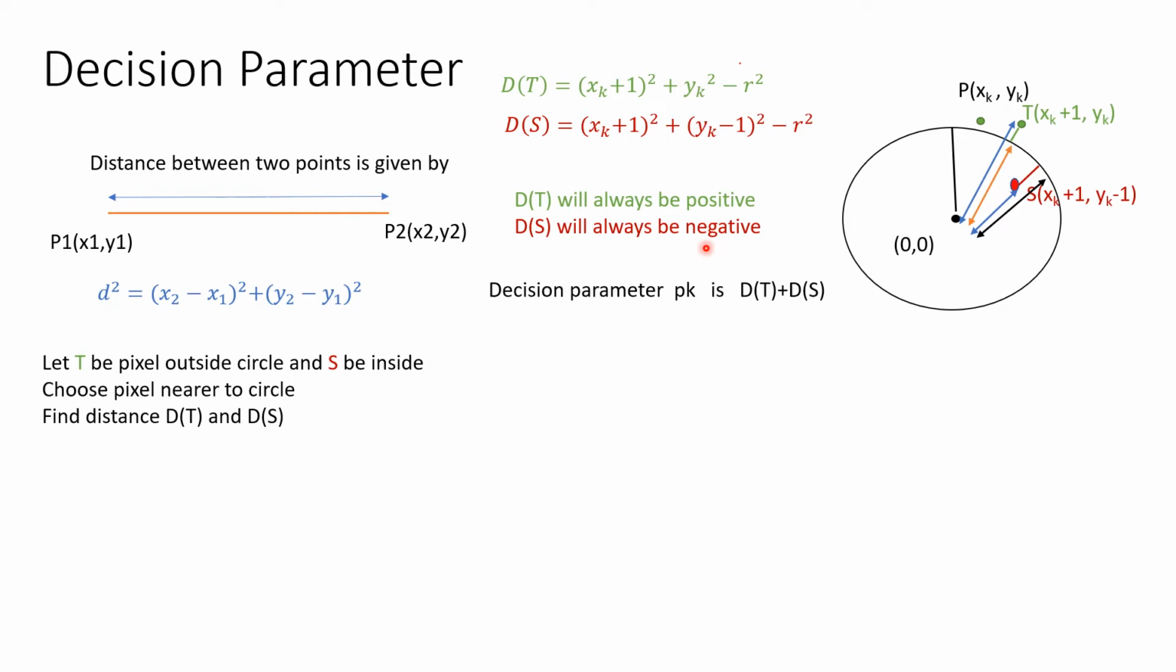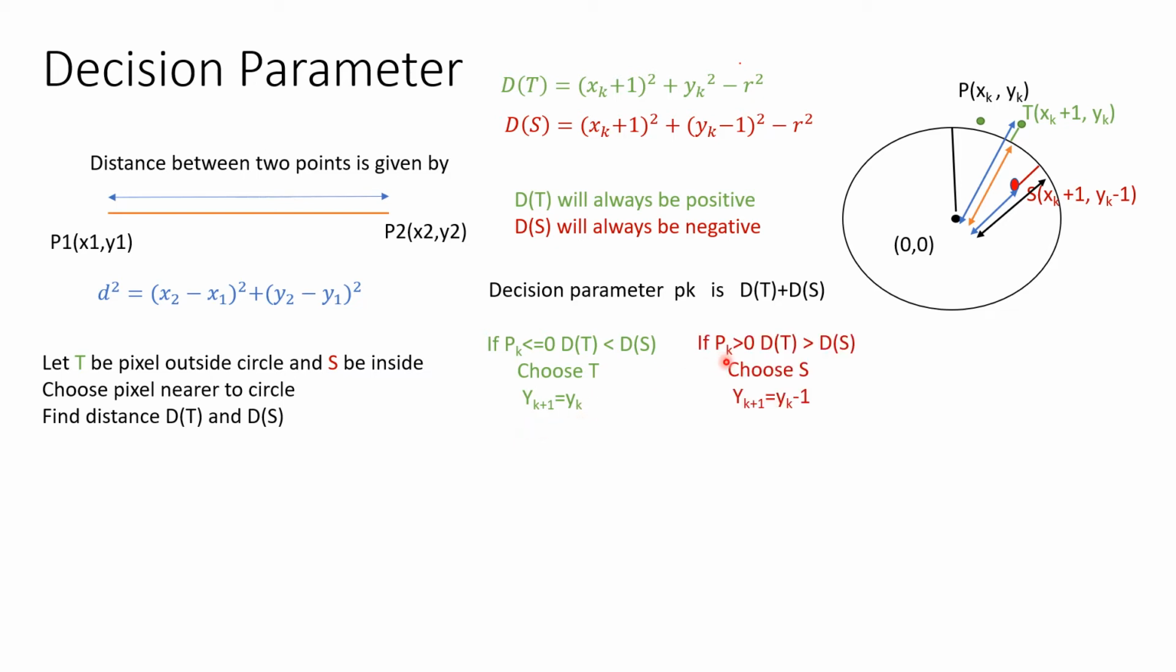The decision parameter will be the addition of these two terms, which will be either positive or negative. Whether the value of the decision parameter is positive or negative depends upon how close t or s is to the circle path. If the value is negative, that means dt plus ds is negative, which means dt is less than ds. T is closer to the circle path, so we will choose t. That means the next y value will be yk.